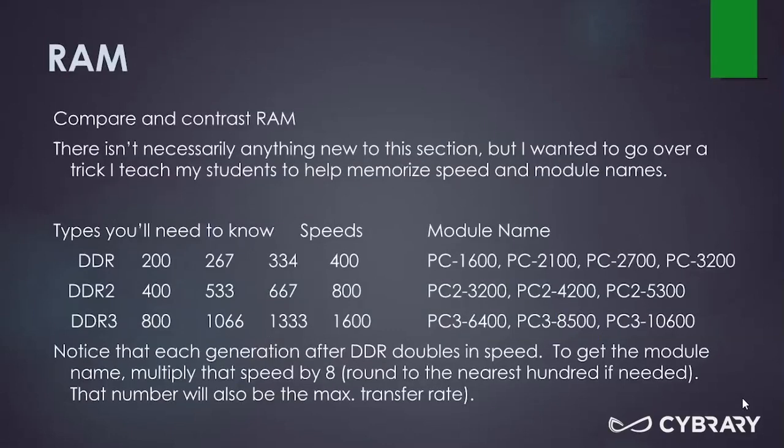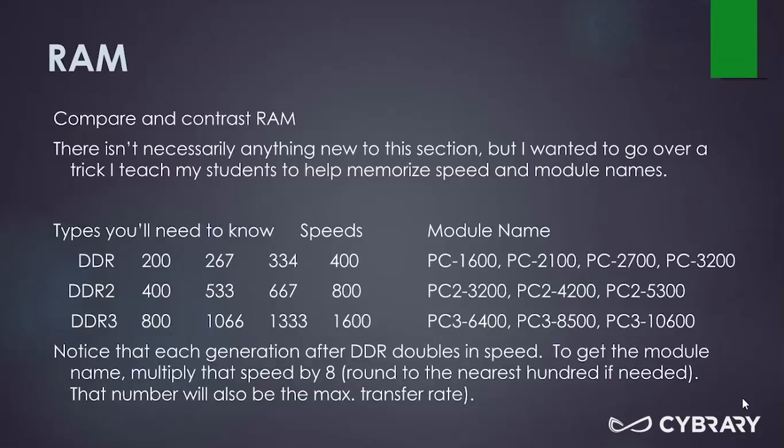Okay, next section, we need to compare and contrast RAM. In the 901, there isn't anything particularly new to the section. I do want to go over a trick, though, that I teach my students to help memorize speed and module names. One of the things you'll need to know, or you can be tested on, is the speeds that each generation of DDR RAM come in, and also that module name.